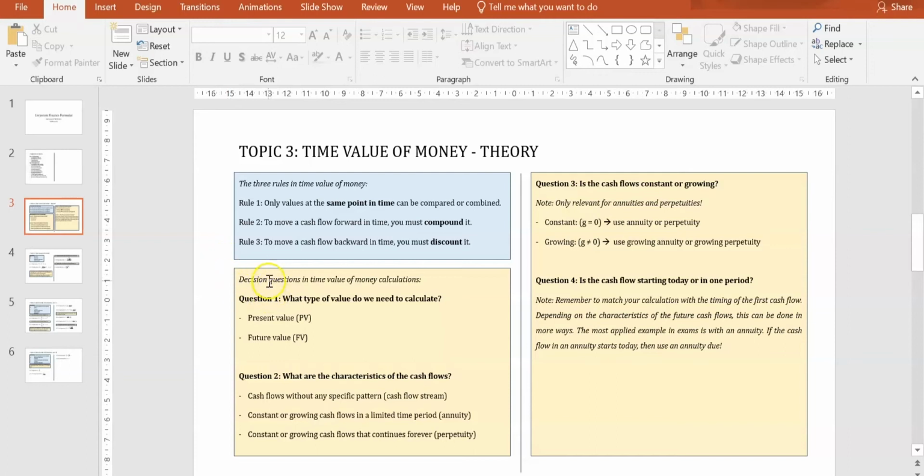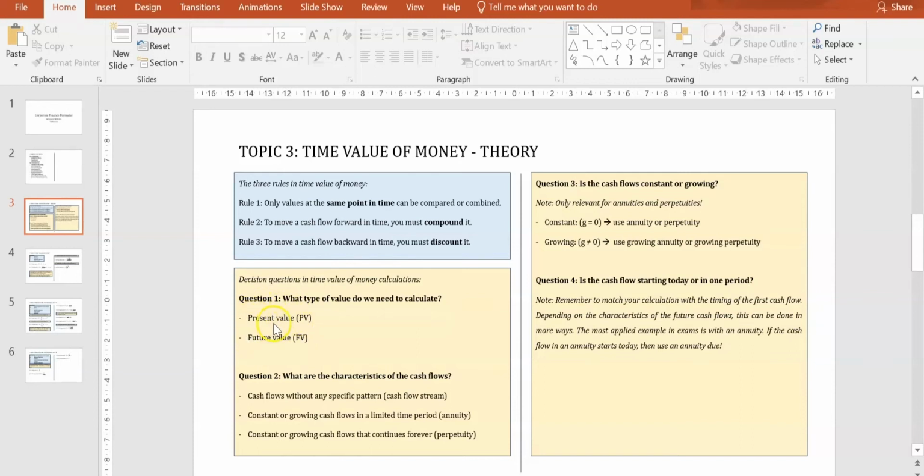Then I have made 4 questions here that you will always have to ask yourself when dealing with time value of money. These 4 questions apply also to the topic called discounting cash flows, and we'll see why they are quite handy. When I first had to learn how to discount values in corporate finance, I used these 4 questions all the time. So the first question you have to ask yourself is, what are we actually looking for in the assignment? Do we need to calculate a present value or a future value?